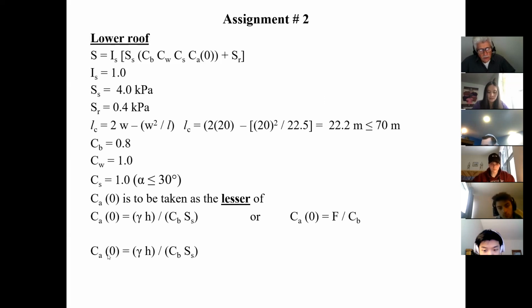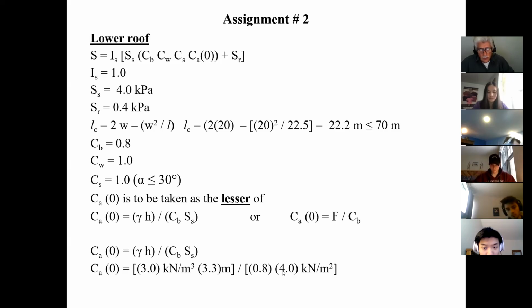So here I have CA at 0, which is the unit weight of snow times the height. The height is from the top of the parapet of the upper roof to the level of the roof, not from parapet to parapet, from parapet to the level of the roof. That's what H is. And of course, CB is the CB of the lower roof, and it's the same as the upper roof in this case, and the SS, of course, is the same. So I do this, and I end up getting a value of 3.1. In other words, that's how much snow can accumulate at that point there.